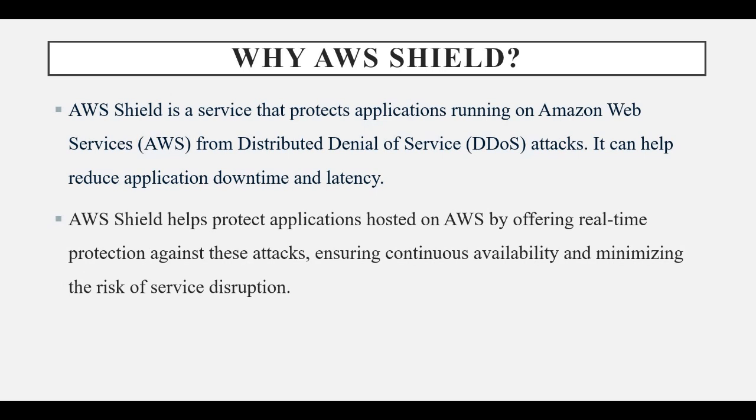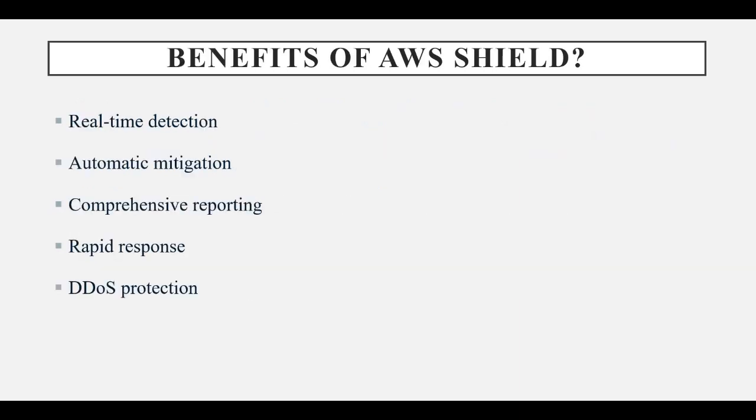In the advanced tier, we can also pay and use it against other large attacks. We can automatically use the AWS Shield. So that's why we need the AWS Shield, because of continuous availability and minimizing the risk of service disruption.